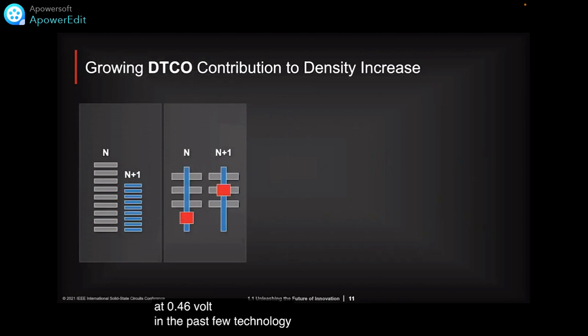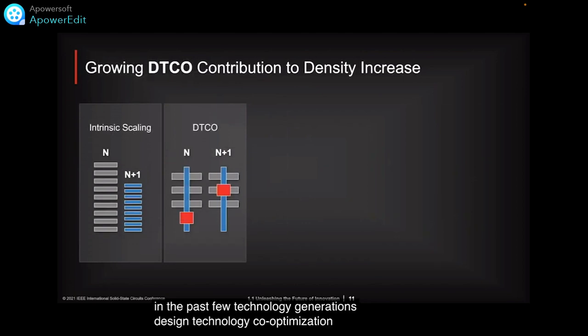In the past few technology generations, design technology co-optimization, or DTCO, combined with intrinsic scaling, was adopted to achieve the desired logic density and die cost reduction. I wish to point out that because of DTCO, intrinsic scaling metrics such as contacted gate pitch and minimum metal pitch no longer reflect the actual logic density of a technology. DTCO is enabled by new process technology features, such as gate contact over active area, single diffusion breaks, fin depopulation, and various self-aligned features.